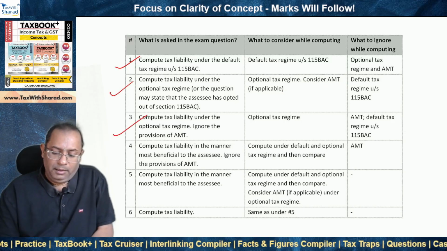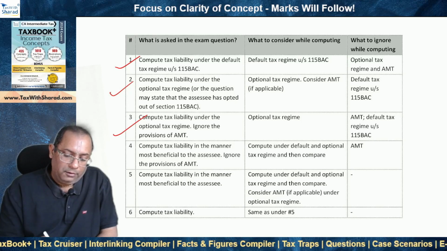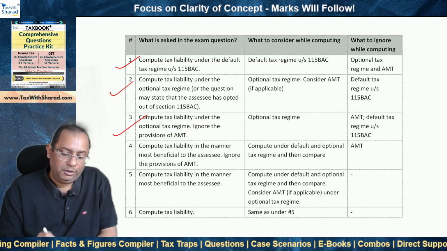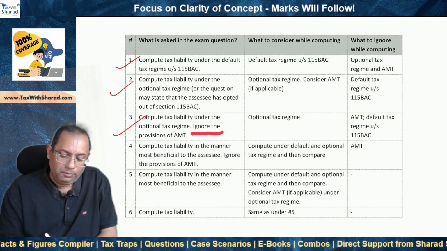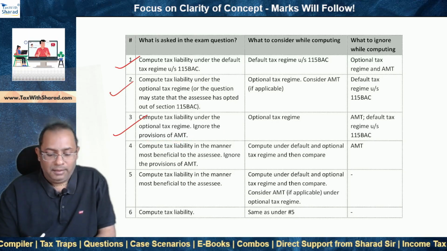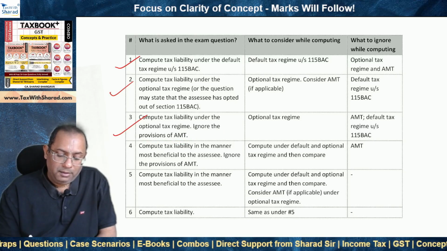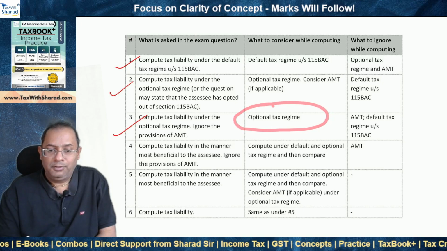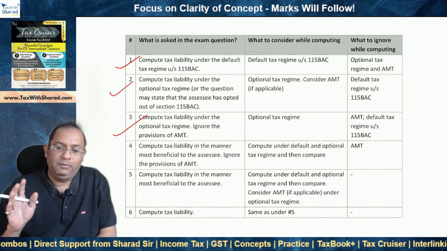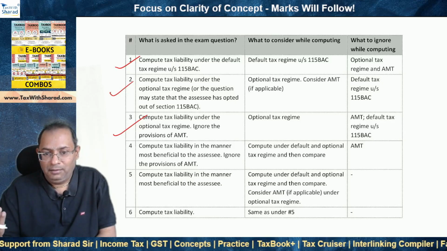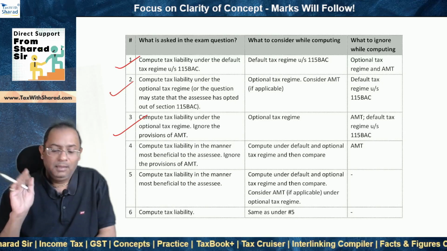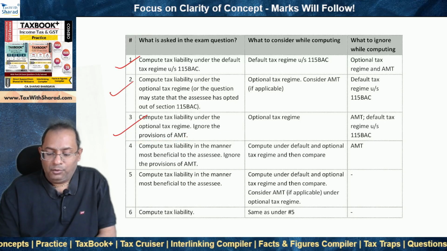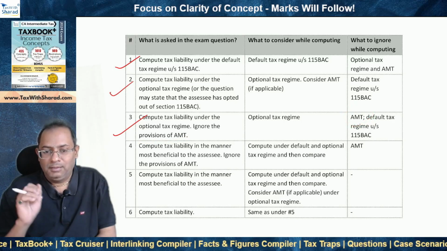Now, in a third scenario, the question may ask you to compute tax liability under the optional tax regime, but here the question may specifically ask you to ignore the provisions of AMT. So what will you do? This is also very simple: you should make the computation of total income and tax liability only under the optional tax regime, even if you find that the AMT provisions are applicable because specified deductions have been claimed by the SSE. Even then you should not apply AMT, because the question has specifically asked you to ignore the provisions of AMT.